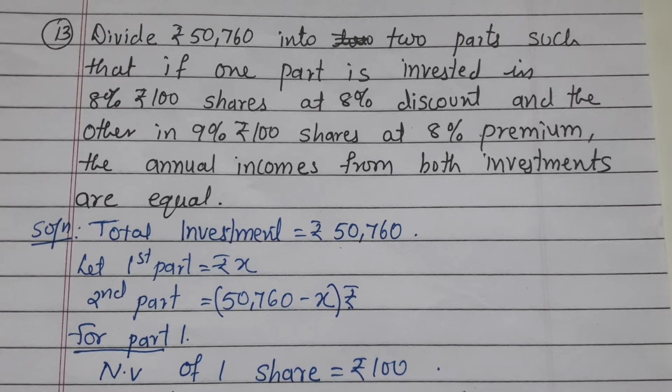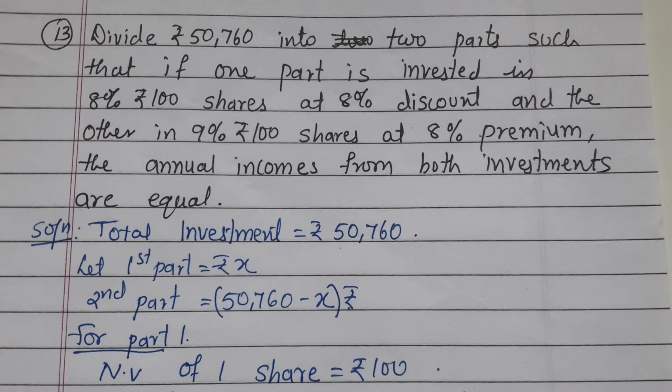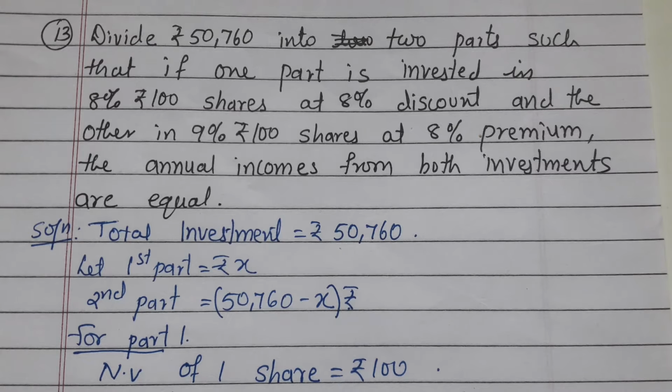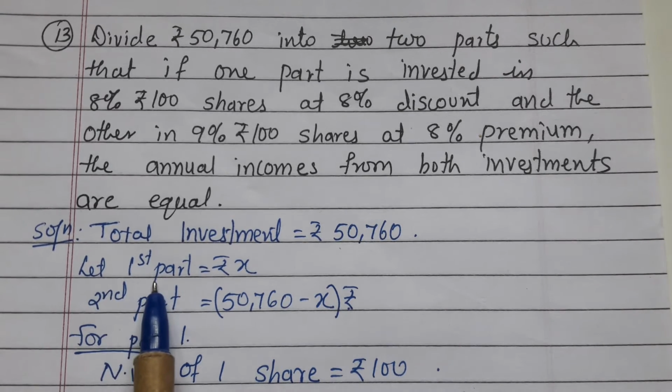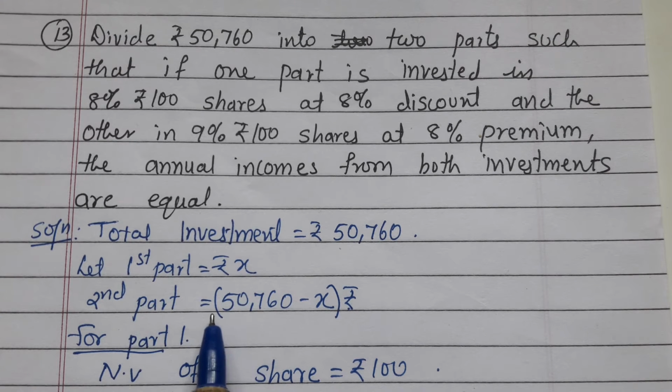Sum number 13. Divide rupees 50,760 into two parts such that if one part is invested in 8% rupee 100 share at 8% discount and the other in 9% rupee 100 share at 8% premium, the annual income from both the investments are equal. Total investment is rupees 50,760. Let first part be X and second part be 50,760 minus X rupees.